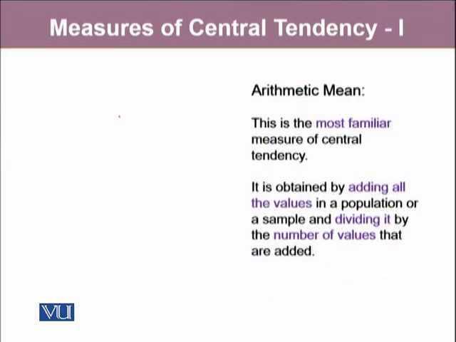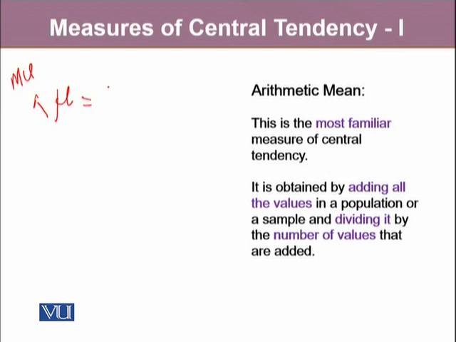Arithmetic mean is the most familiar measure of central tendency. It is obtained by adding all the values in a population or a sample and dividing it by the number of values that are added. Any measure that comes from the population is called a population parameter. And if we calculate arithmetic mean from the population, it is known as mu. Mu is a Greek letter that is used to represent arithmetic mean for the population.